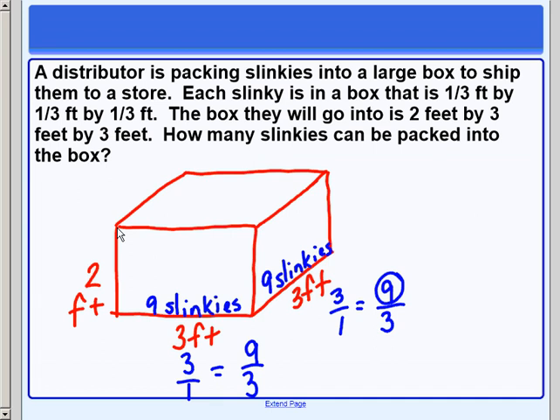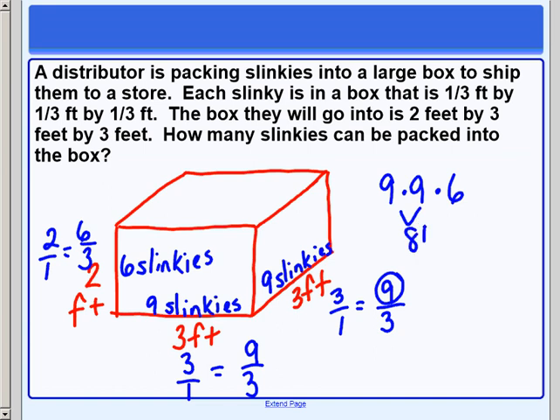And then how high can I go? Well, if it's 2 feet high and each slinky is 1/3 of a foot by 1/3 of a foot by 1/3 of a foot, then I can say, well, 2 feet, which is 2 over 1, is how many thirds? It's equal to 6/3. So I can stack it 6 slinkies high. So I'm going to have it 9 slinkies by 9 slinkies by 6 slinkies. So I can fit 9 times 9, which is 81, times 6.